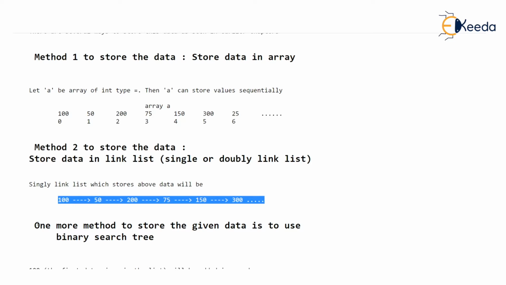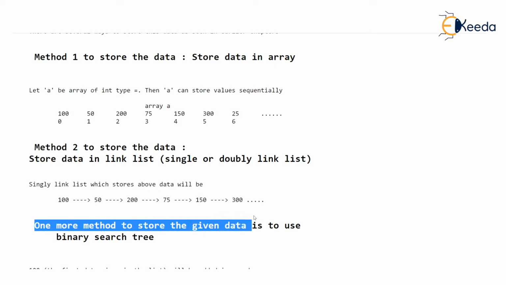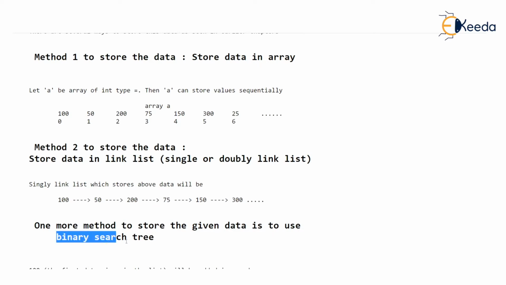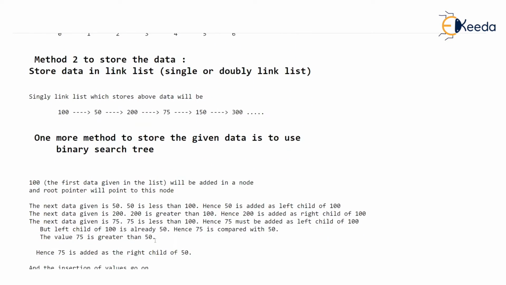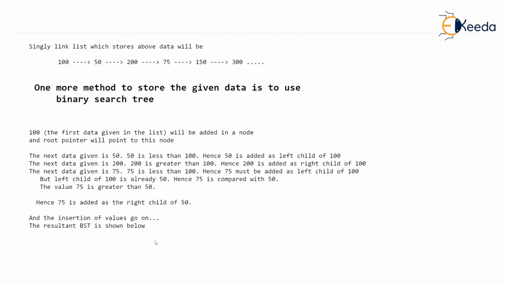But then there is one more method to store the given data, which is to use a binary search tree. So let's now see, with the data given, how to create a binary search tree. Let's see that. Okay, for our reference, I will write the data again over here. The data given was, just don't read this explanation, we will read that later. But the data given was something like this, 100.